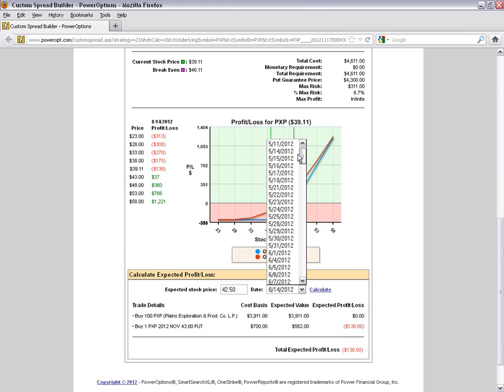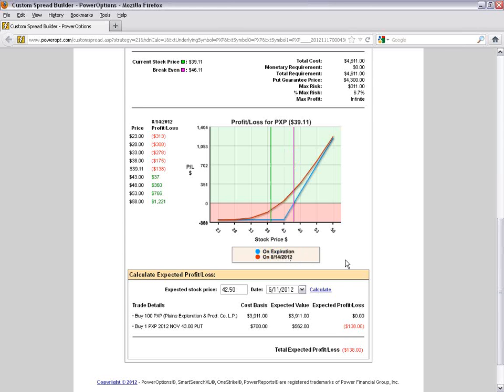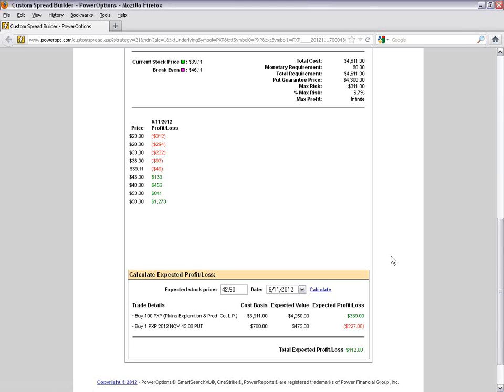30 days from now, we'd be at June 10th, roughly. June 9th, June 10th. We have the 8th and the 11th. So let's use the 11th, roughly 30 days from now. And we'll hit calculate.